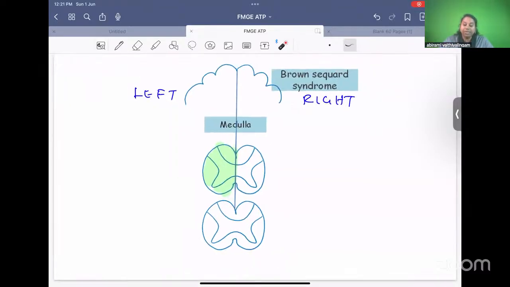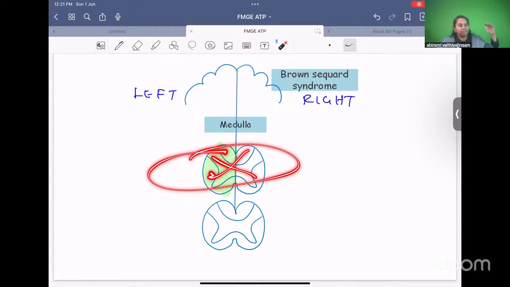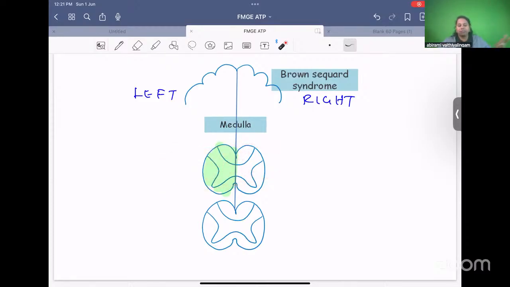What will be the clinical presentation? Hemisection of the cord. The cause could be anything: a gunshot injury, a stab injury, or a tumor on one half of the spinal cord. So what are the clinical features of Brown-Sequard syndrome? We will just trace the pathways. At the level of the injury, everything will be lost. Below the level of injury, what are all the clinical presentations?